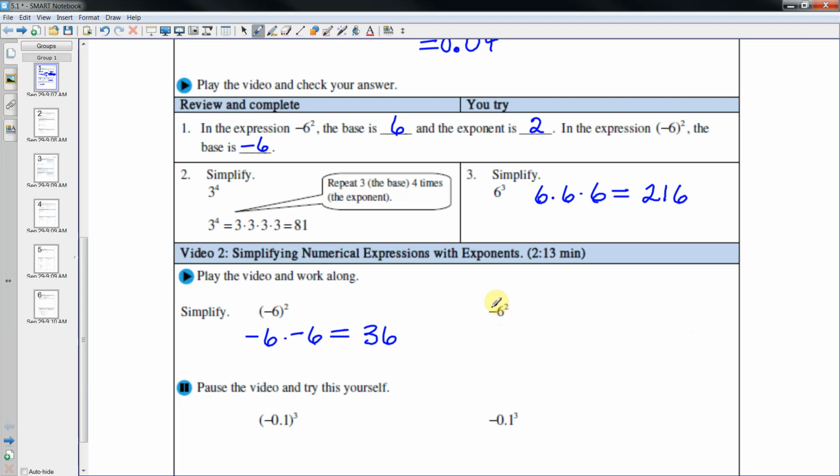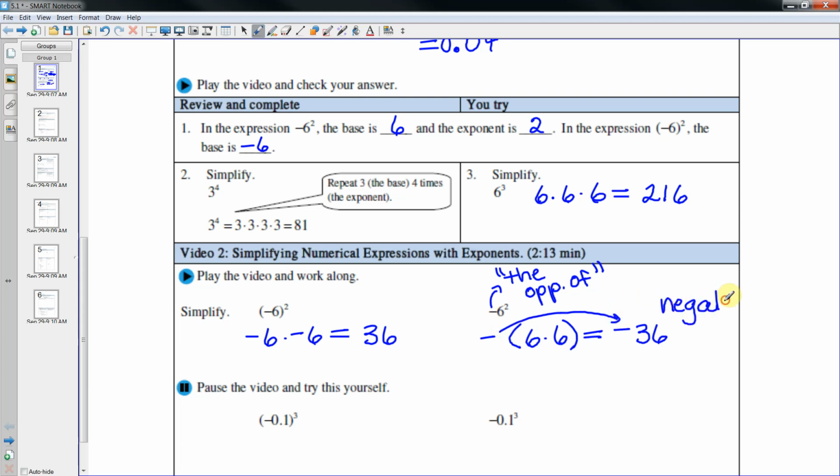Now, if I don't have it in parentheses, then what that negative is telling me is the opposite of. That's how I like to think of it. Okay? So that means the opposite of 6 times 6. Well, 6 times 6 is 36. The opposite of that is -36. So the negative carries to the answer on this one.